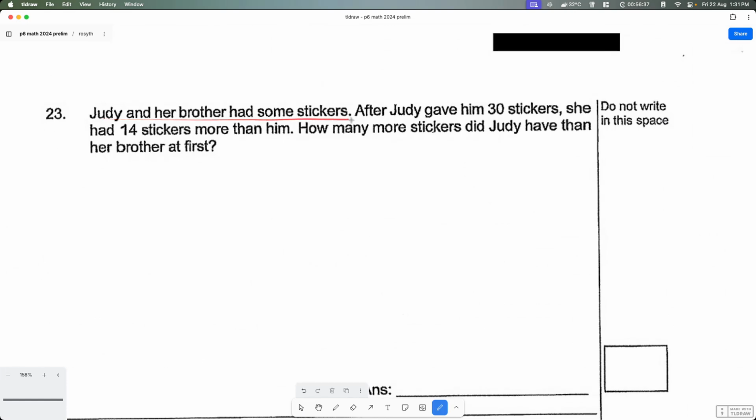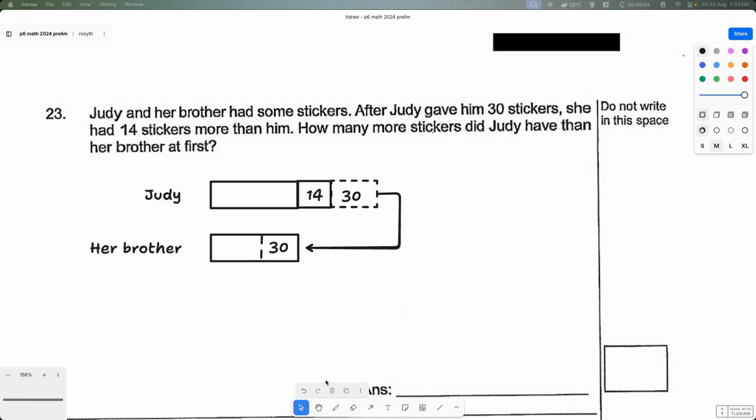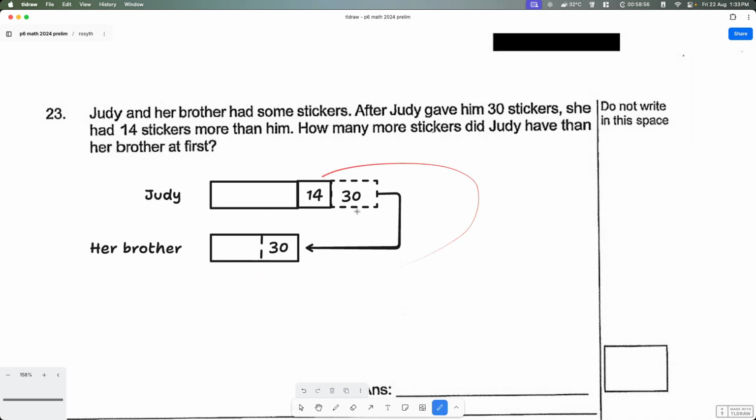Judy and her brother had some stickers. After Judy gave him 30 stickers, she had 14 stickers more than him. How many more stickers did Judy have than her brother at first? Alright, so we look something like this, right? So Judy gave 30 to her brother, and then now Judy only has 14. So at first, how many?